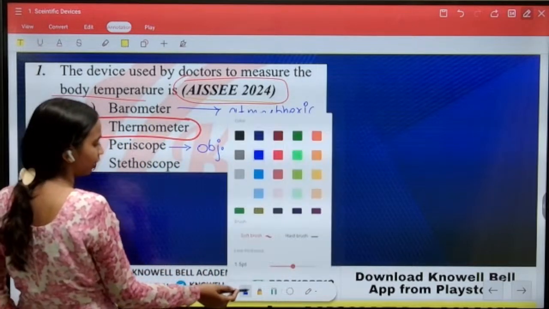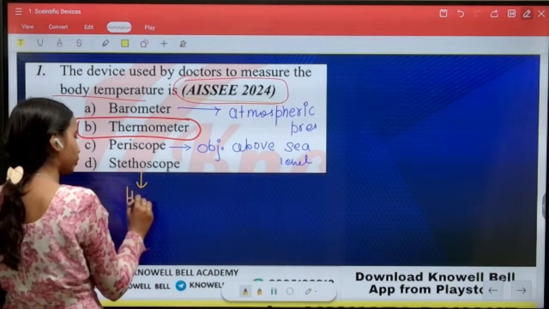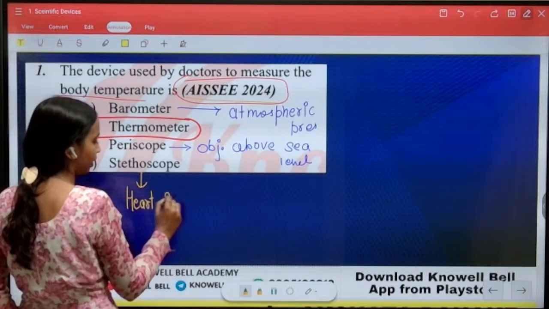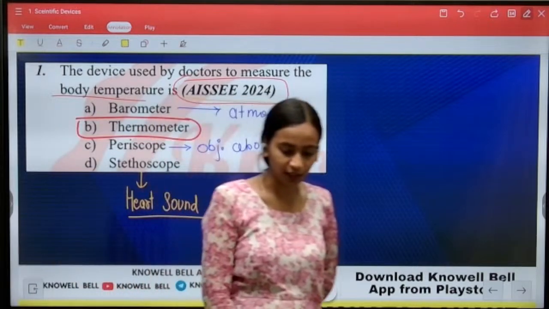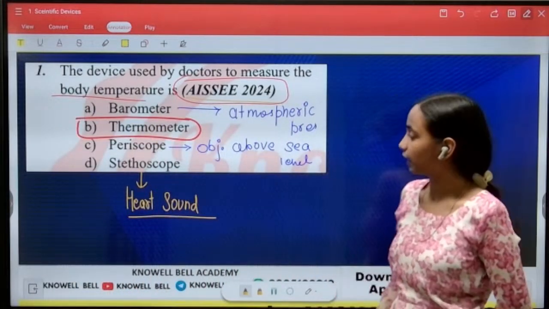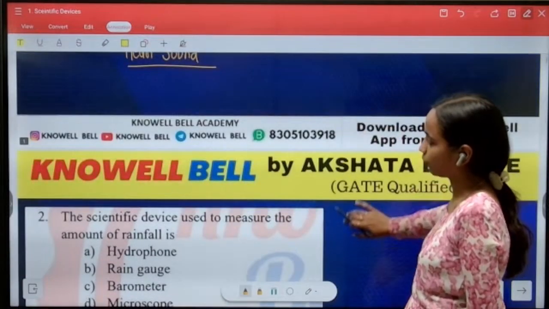At last, what are we left with? We are left with stethoscope. Why do we use stethoscope? Stethoscope is used to hear heart sound. So what is the right answer for the question? Option B. Correct, Raman. Thermometer is the right answer for the question.